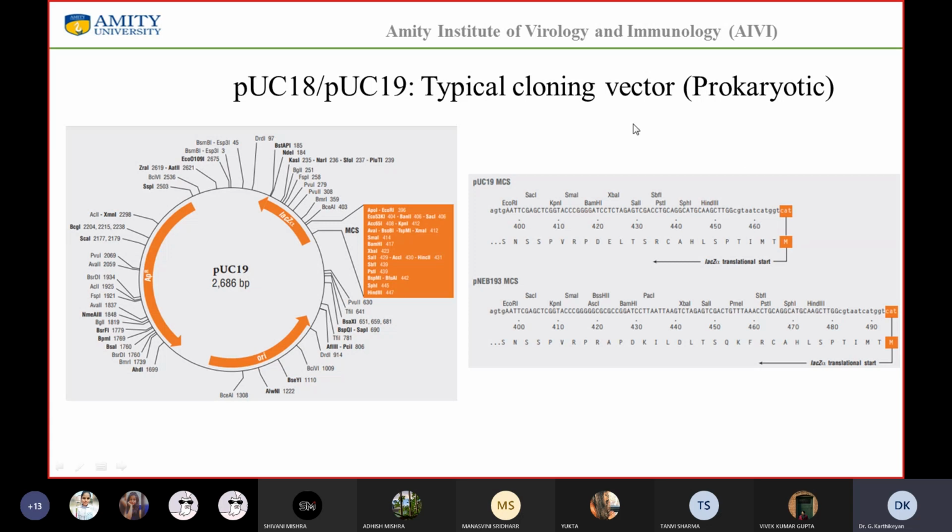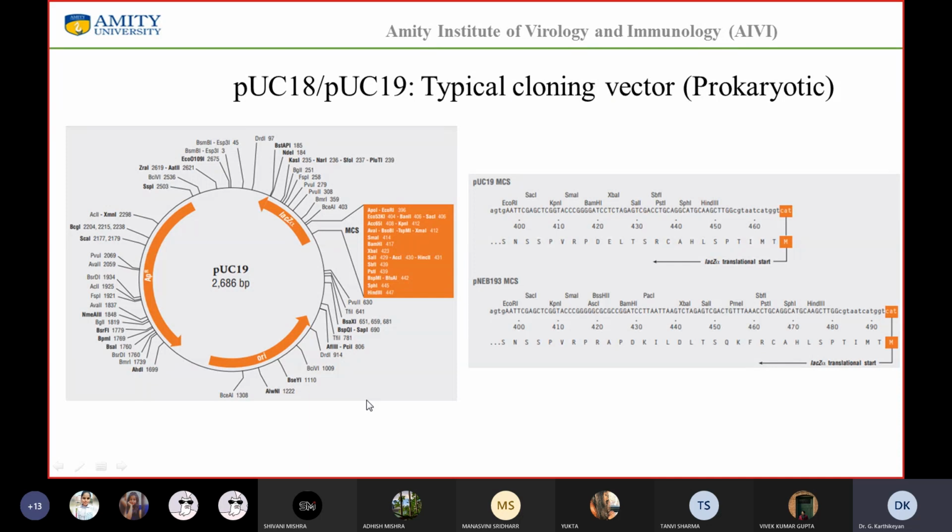This is a prokaryotic cloning vector. There was a time when people would do cloning in yeast, using a eukaryotic cloning vector, but now things have changed. Now people use what are called shuttle vectors, which can work in both yeast and E. coli. We are not going to worry about that in today's class. Today we are going to look at a typical prokaryotic cloning vector, which has three components.